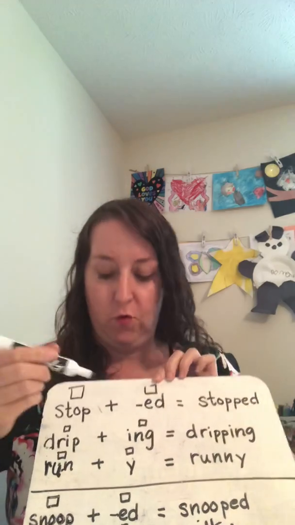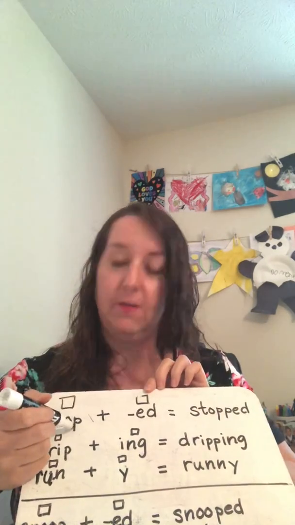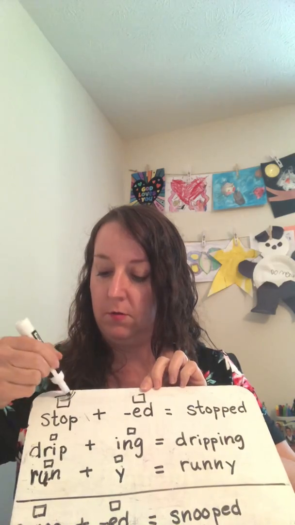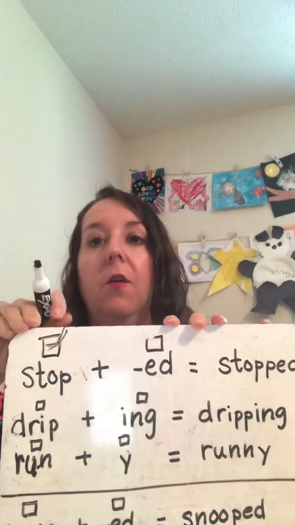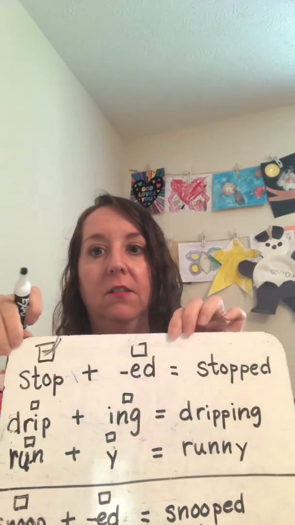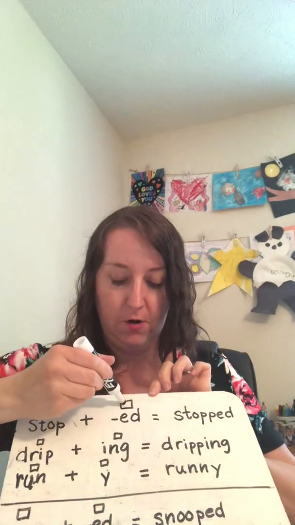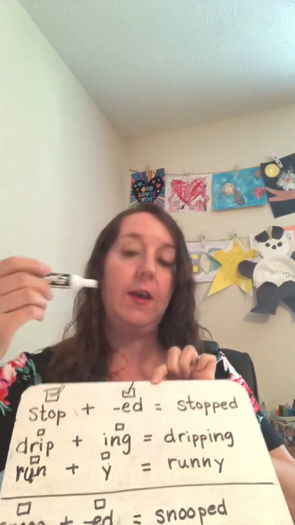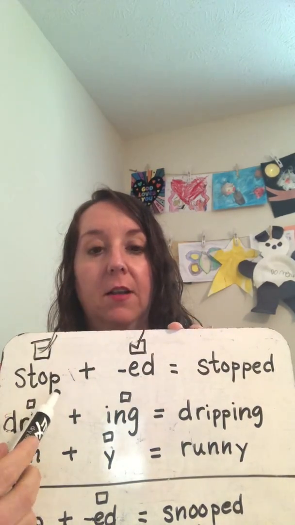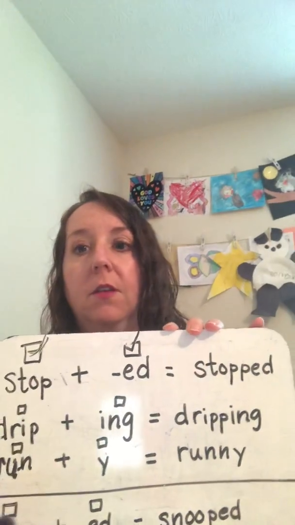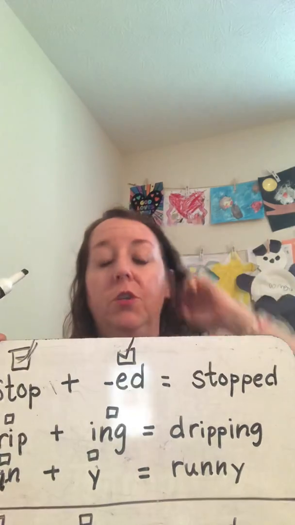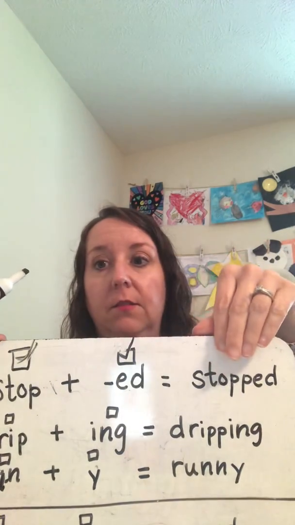Here we have the word stop. Does it end in a vowel and a consonant? Yep, so I'm going to put a check mark up there. Best I can. Upside down. Okay. And are we adding a vowel suffix? Yep, we sure are. So that means because I have a check mark here and a check mark here, I have to double my consonants to make the word stopped. Whenever we have two check marks like this, it's going to tell us we should double the consonants.